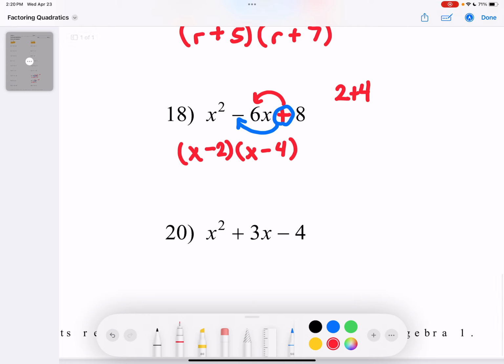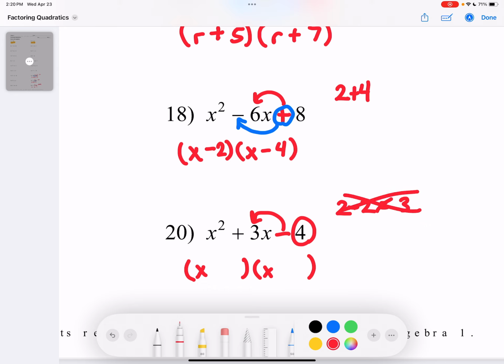Okay, let's look at number 20. So we set up our parentheses. We have x and x. Now I've got 4, but I want a minus to get 3. So the numbers that multiply to give me 4, that minus to give me 3, well, when I think of 4, I think of 2 times 2. But 2 minus 2 is not equal to 3. Okay? So that's not going to work. So we're going to do 1 times 4, and then 4 minus 1 does give me 3. So that works, 1 and 4.